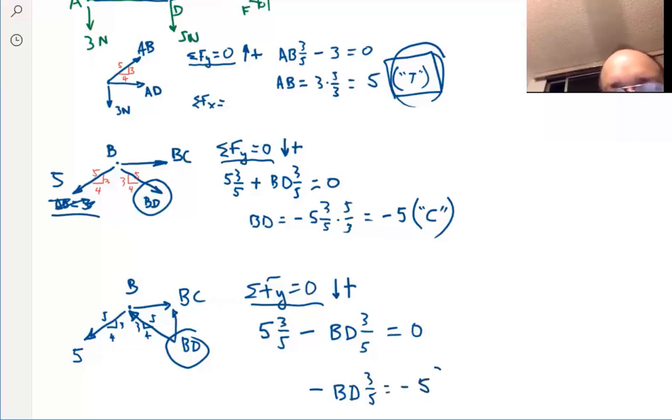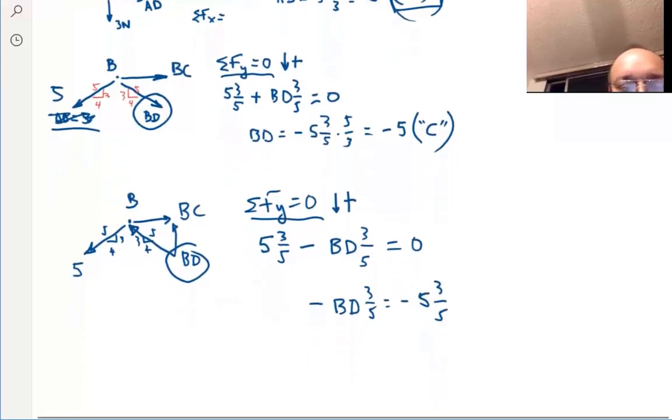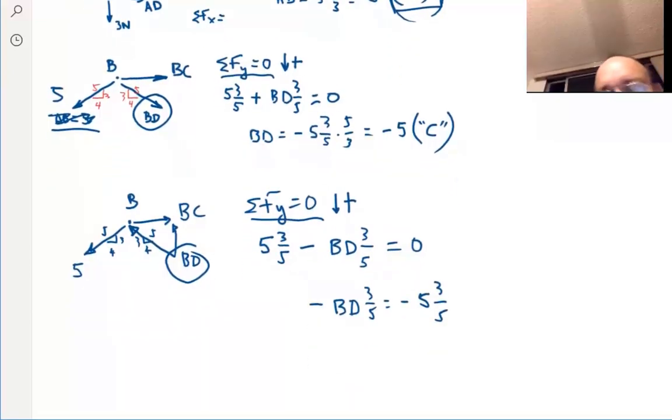Right? Yeah. So now I can multiply by -1 on both sides, and so I get positive and positive, right? So now I got BD equals 5, 3 over 5, and 3 over 5 goes as 5 over 3, right? And this is equal to 5. Positive, right? Yeah. What does this positive mean?